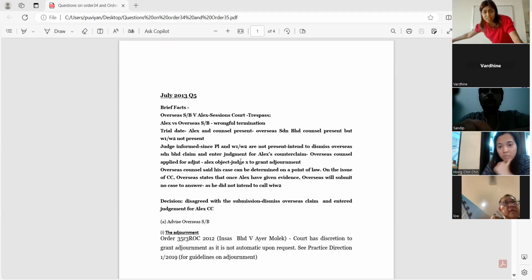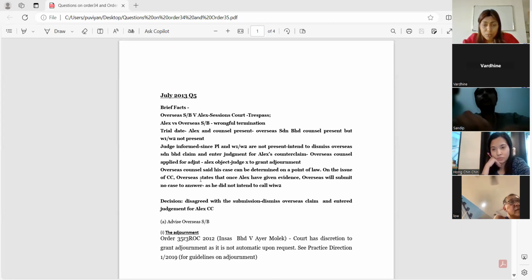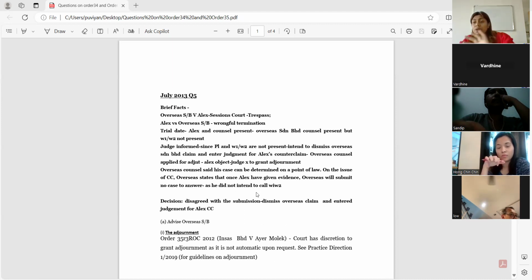Overseas counsel applied for the adjournment. Alex objected. The judge did not grant the adjournment. Overseas counsel said his case can be determined on a point of law. On the issue of the counterclaim, Overseas states that once Alex has given evidence, Overseas will submit a no case to answer, as he did not intend to call a witness. All this you don't have to put in your exam. No need. I'm just telling you the brief facts, because they're too long, so I'm just explaining the thing to you. You don't have to do all these things.